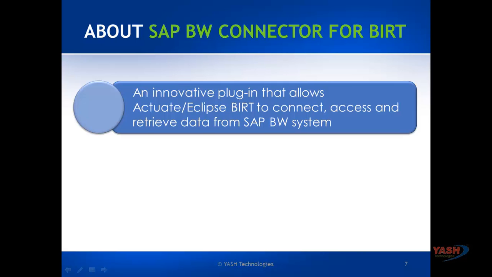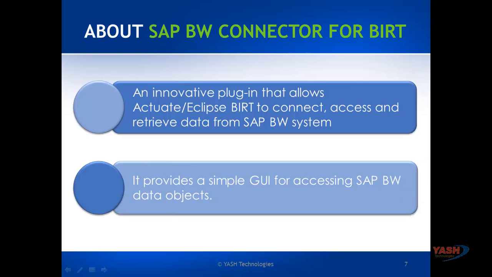SAP BW Connector for BIRT is an innovative plugin that allows the Actuate or Eclipse BIRT platform to integrate seamlessly with SAP BW systems. It leverages the extensible and rich reporting features of BIRT to develop reports against SAP BW cubes. It provides a simple, familiar GUI to assist developers in creating MDX queries. Developers with basic knowledge of writing MDX queries can create complex MDX queries.